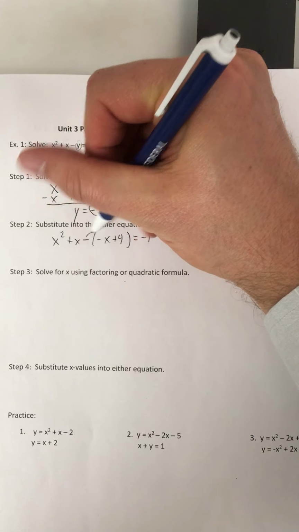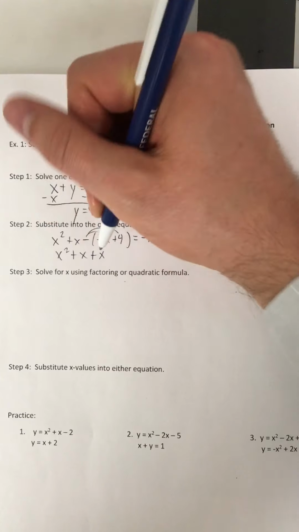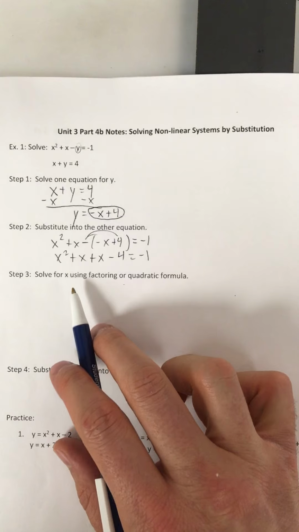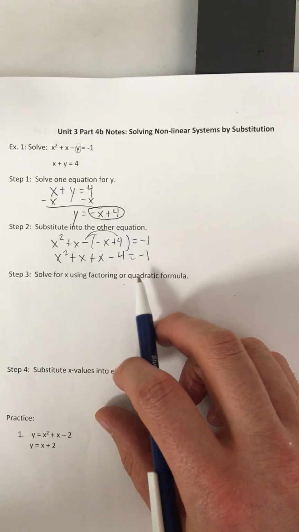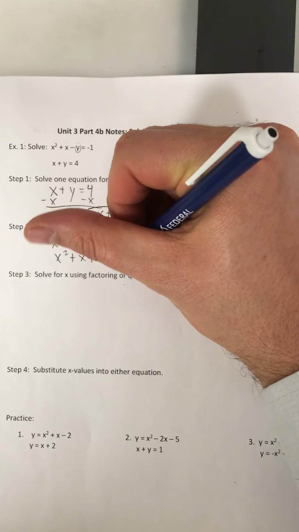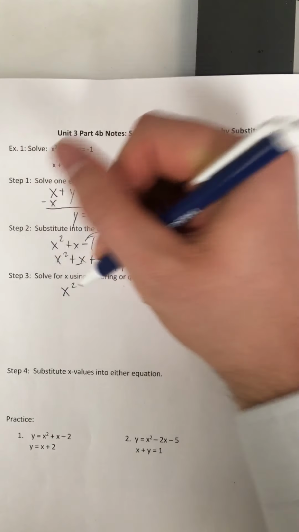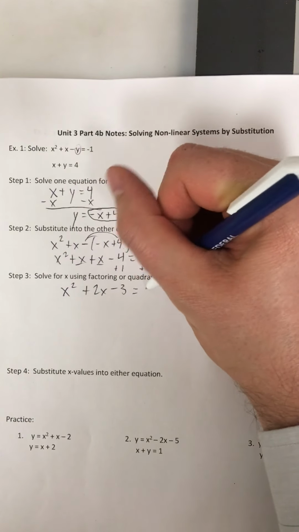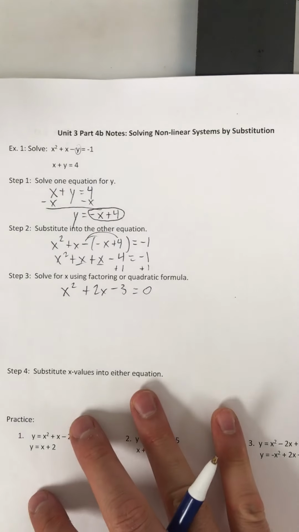So I could start by distributing this negative. That's going to say x squared plus x, that's going to be plus x again, and then minus 4 equal to negative 1. And I want to solve that either using factoring or quadratic formula. No matter which method you use, you have to get it equal to what? To 0. So let's go ahead and add this 1 over to this side. We can also combine these two like terms, these plus x's. So this is now going to say x squared plus 2x, negative 4 plus 1, that's going to be minus 3, equal to 0.